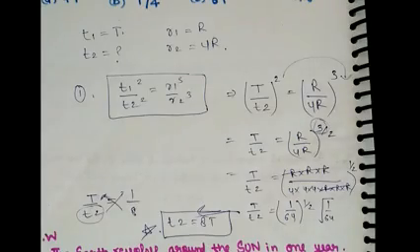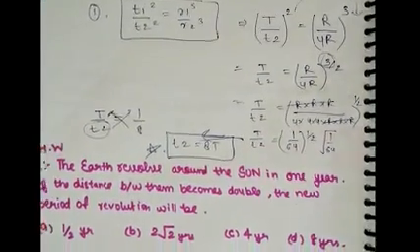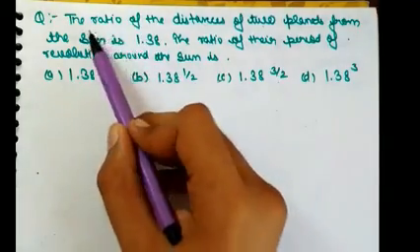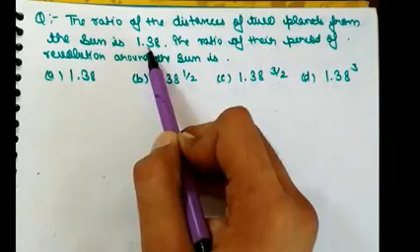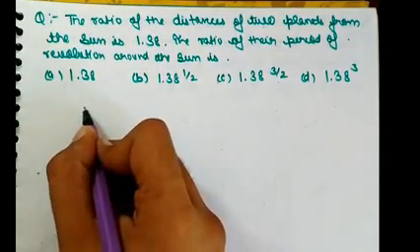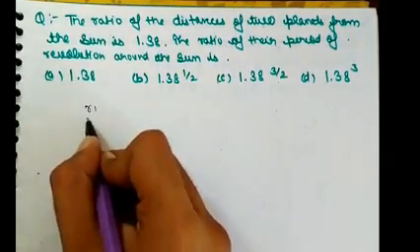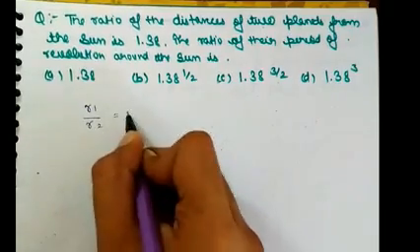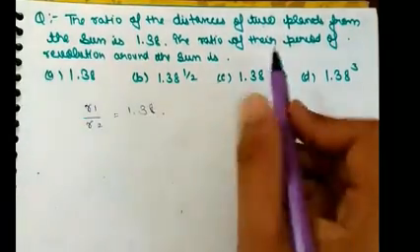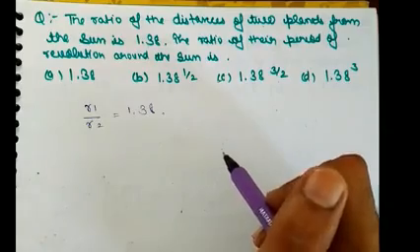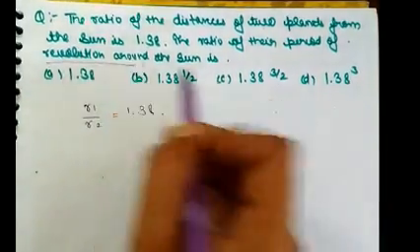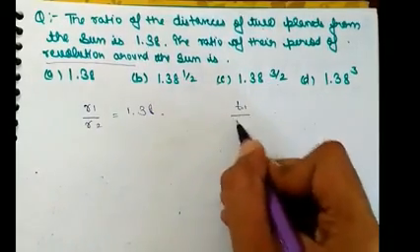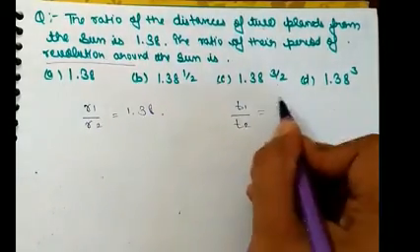Now there is a homework question again for you. You have to do it. So the question is that the ratio of the distance of two planets from the sun is 1.38. So it is saying that the ratio of distances, that is r1 and r2, is equal to 1.38. The ratio of their period of revolution around the sun will be. So he is asking for the revolution period. So he is asking just T1 by T2, what will be its value.